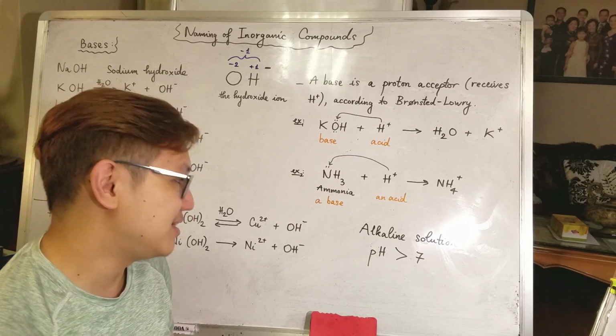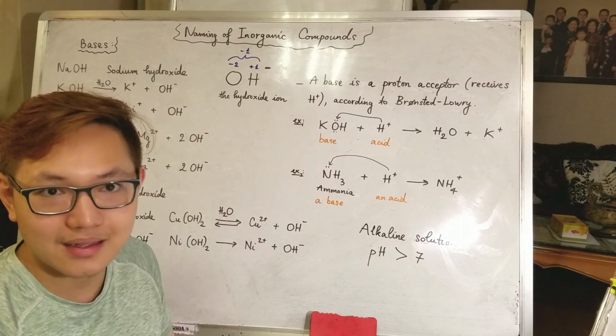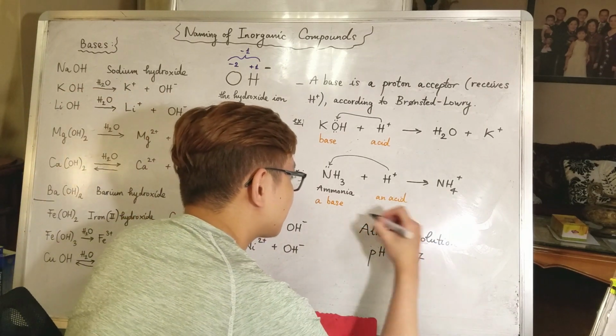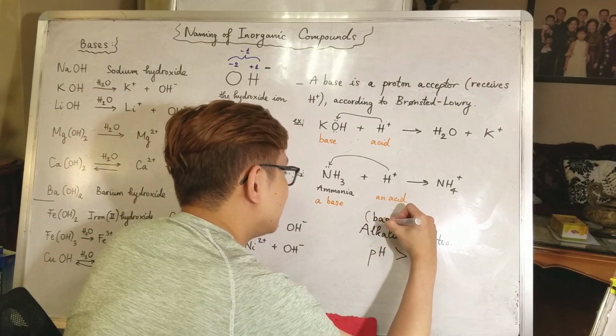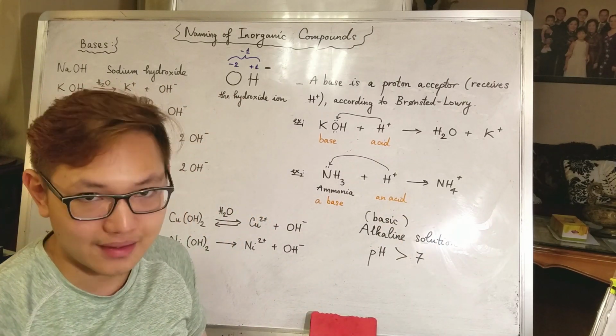Okay, so what is a pH? It's just an indication of how acidic or how basic it is. So alkaline also means basic, which is the opposite of acidic. Okay.